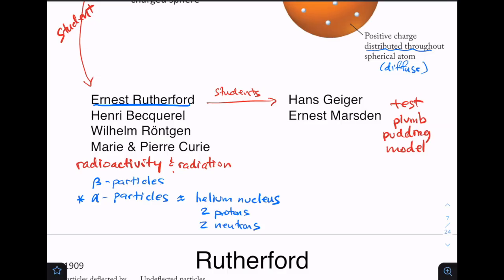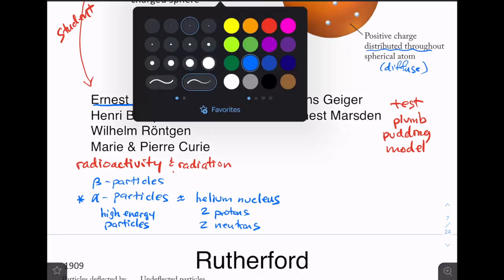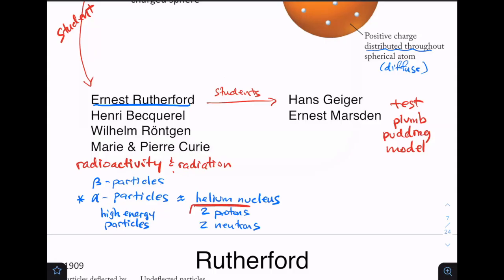But what's important about this, they also are very, very high energy. These are high energy particles that are emitted from isotopes that are radioactive. And in the process of undergoing radioactive decay, they become more stable. But what's important for this discussion is that these alpha particles have mass.